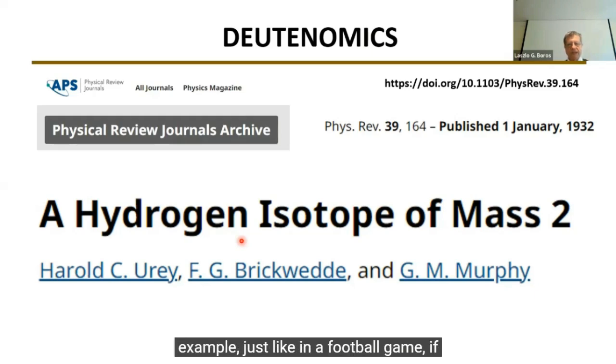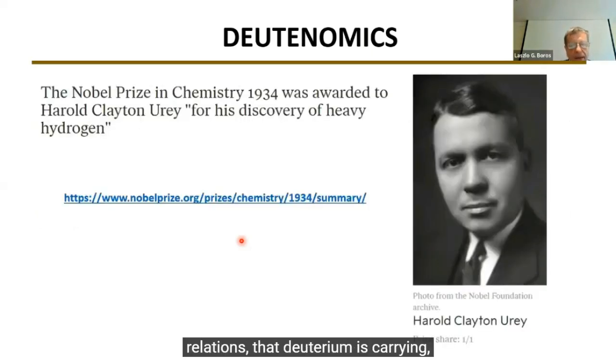For example, just like in a football game, if you throw in a medicine ball, probably the game would stop. So this is something very similar in some biological relations that deuterium is carrying in nature and in biology. Now, this paper earned Dr. Urey the Nobel Prize in 1934, and you can go and see the explanation of why this was so important for his discovery of heavy hydrogen.